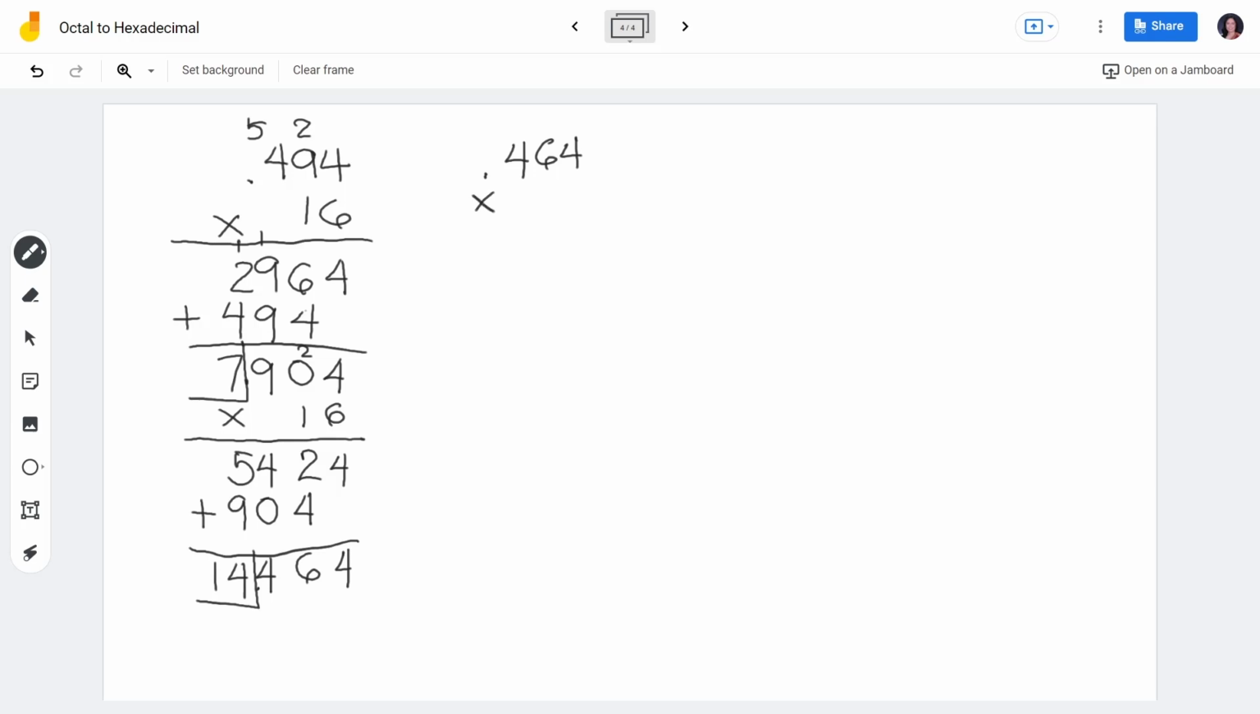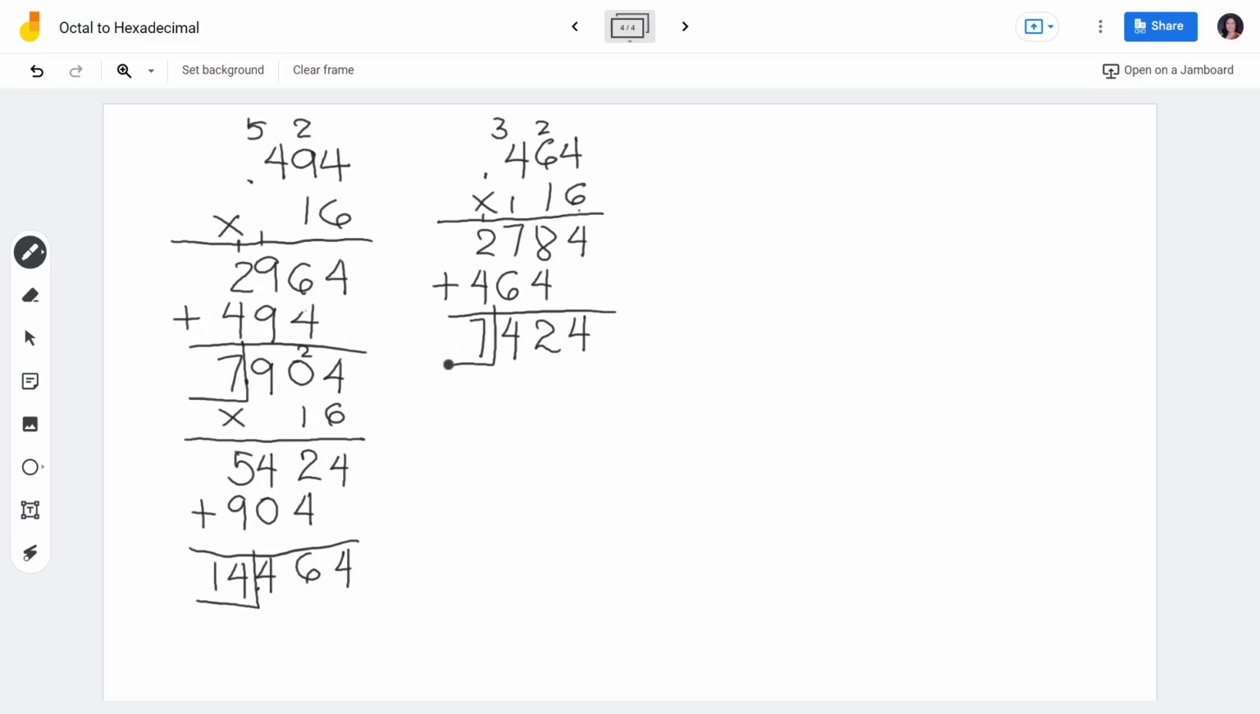So next is we have 0.464 times 16. 6 times 4 is 24. 6 times 6, 36 plus 2 is 38. And then 6 times 4 is 24 plus 3 is 27. And then 1 times 4 is 4, 1 times 6 is 6, 1 times 4 is 4. And then let's add. Bring down 4. 8 plus 4 is 12. And then 7 plus 6 is 13 plus 1 is 14. And then 4 plus 2, 6 plus 1 is 7. Leave again 7.